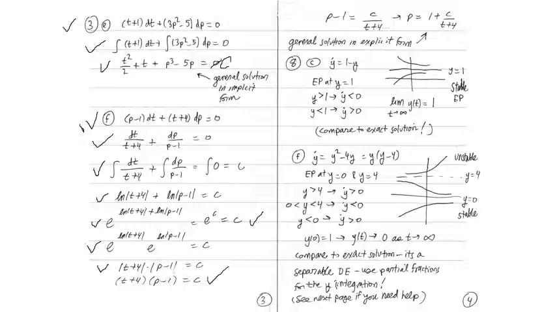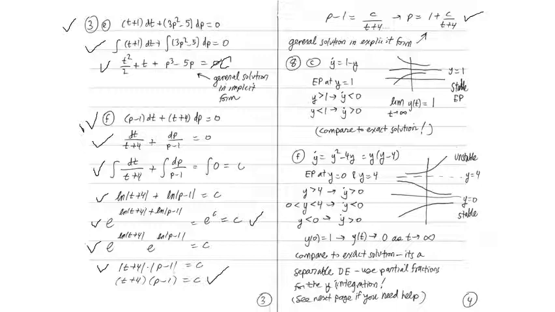And at that point we basically have our solution, but we want to solve it for p if it's easy or convenient to do that. So just dividing both sides by t plus 4 and then solving for p, we have our general solution in explicit form. p is 1 plus c over t plus 4.